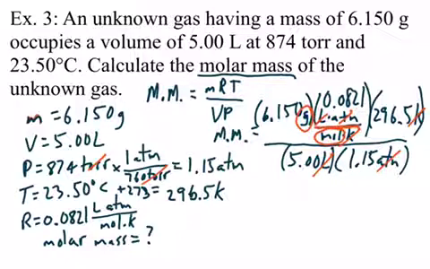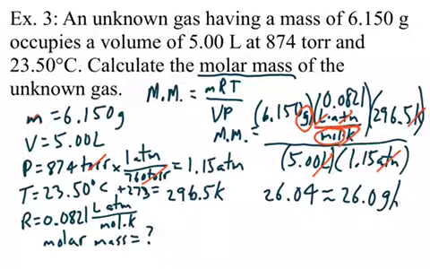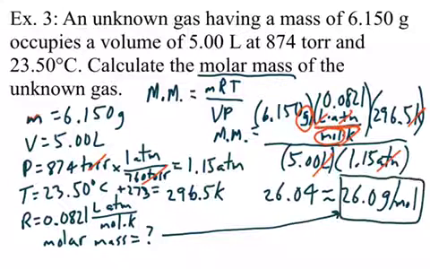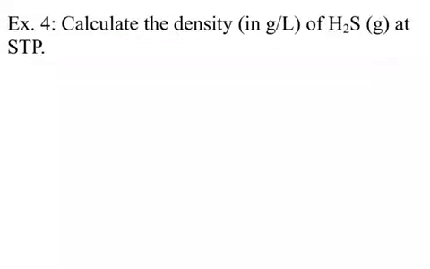So when you multiply the three numbers on the top and divide by the two on the bottom, we can round this to 3 significant digits. I ended up getting 26.04. You could just round that to 26.0. And it's grams per mole. And that's going to be your molar mass. So 26.0 or 26.04 grams per mole. All right. Now, let's go to the next one. We got 2 more to go.